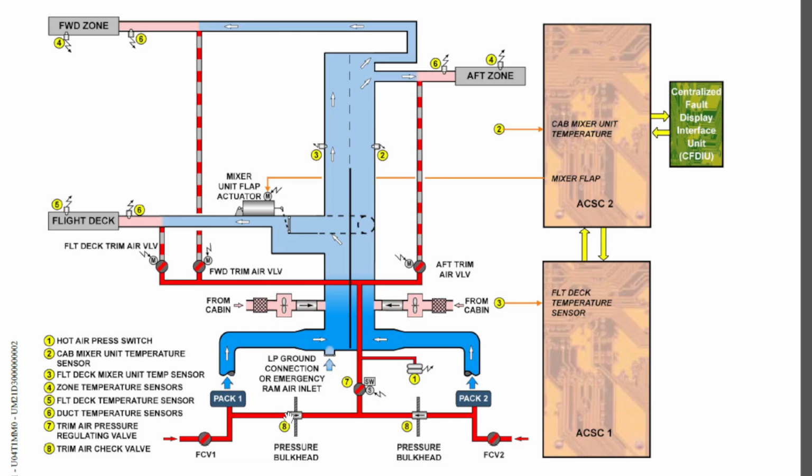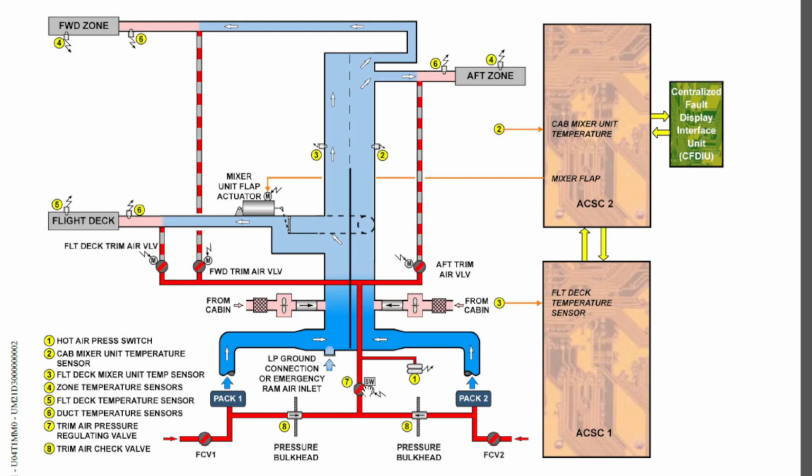And here also it comes through a check valve. Now you know the function of the check valve. It will only allow air to flow in only one direction. That is the function of the check valve. So you can see that we have a tapping from the pack 1 side, we have another tapping from the pack 2 side, and these two will go through a specific valve here. So this is the trim air pressure regulating valve.